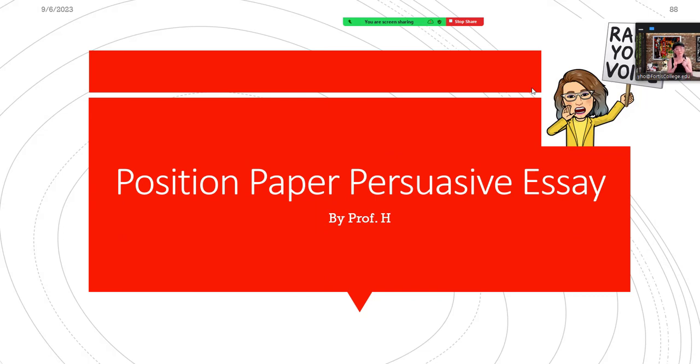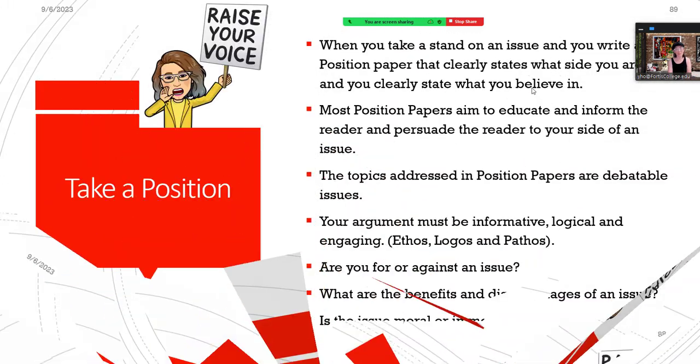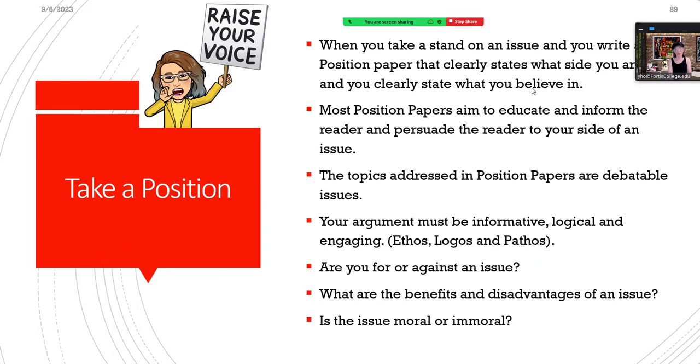Now we're going to go over the three kinds of persuasive essays. The first kind of persuasive essay means you just take a position on your issue. Most position papers aim to educate and inform the reader and persuade the reader to their side of the issue. The topics addressed in position papers are debatable issues. Your argument must be informative, logical, and engaging.